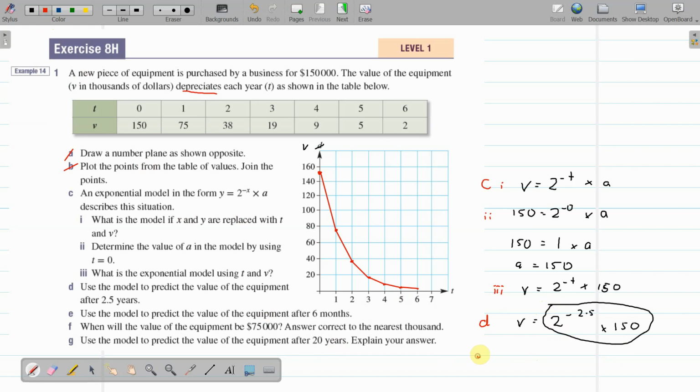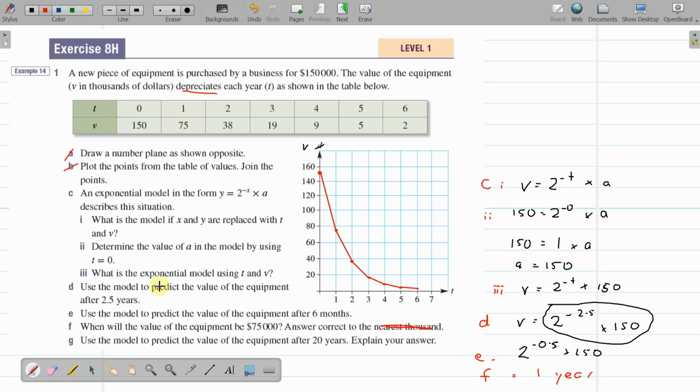E, basically the same as D, except this time 6 months is half a year, so 2 to the power of minus 0.5 times 150. Put that in a calculator, you'll get the answer for that one. And F is a dumb question because the value of the equipment, when will it be 75,000? After 1 year. 1 year. I don't know why they put that.